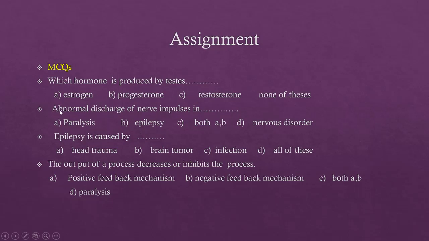MCQ number 2. Abnormal discharge of nerve impulse in option A, paralysis. Option B, epilepsy. Option C, both A and B. And option D, nervous disorder. So dear student, we have studied. The correct answer is option B, epilepsy.